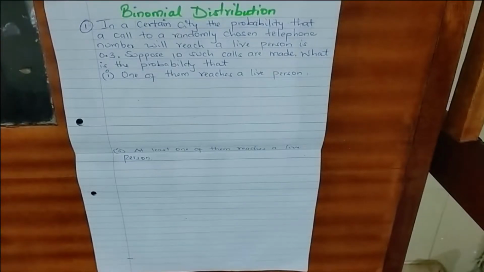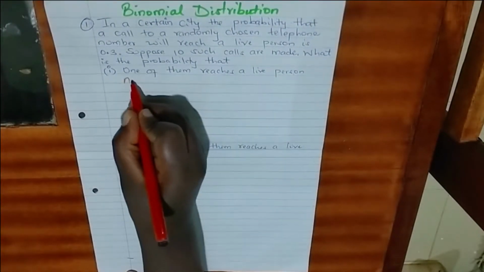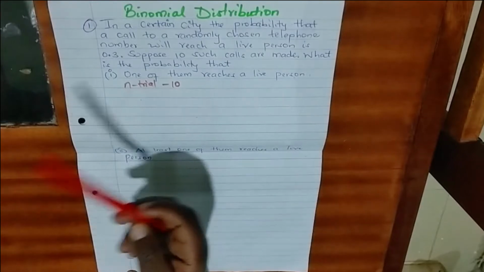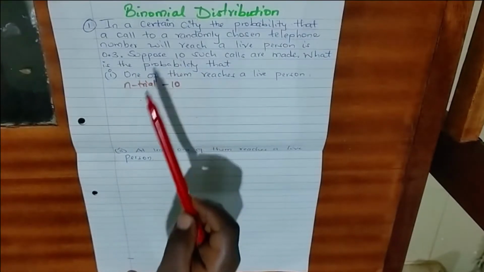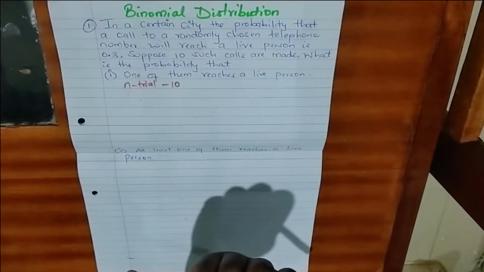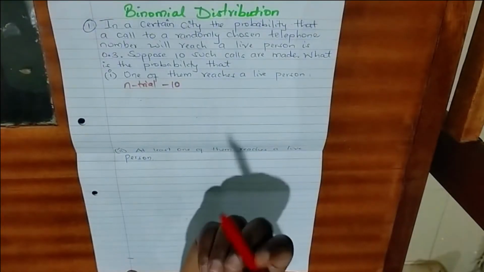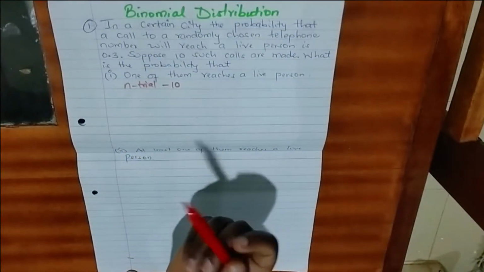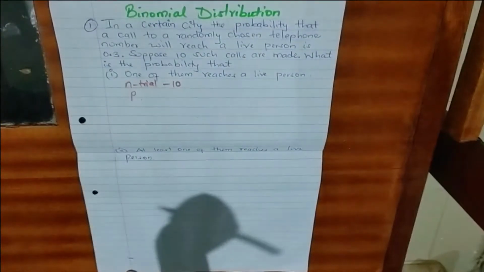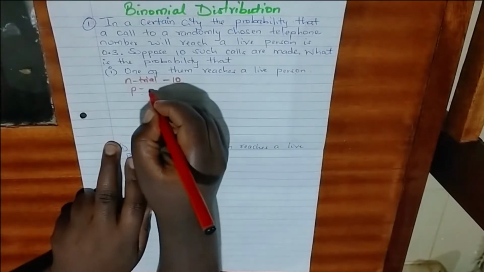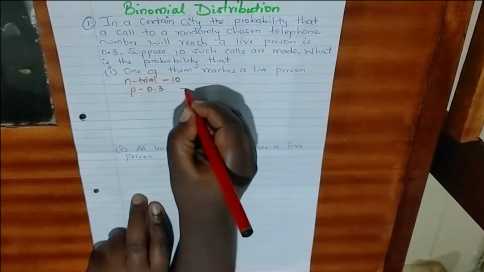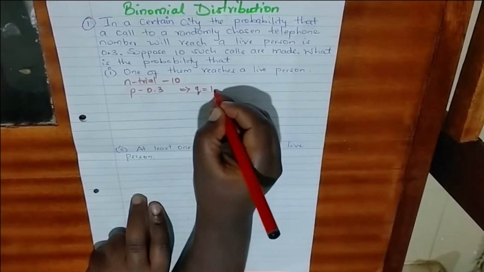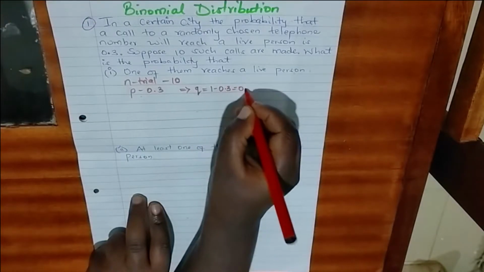Considering the properties of a binomial distribution, there are n trials, and n in this case is 10. The trials are independent: the probability of success in each trial is independent from another trial. Also, there are only two outcomes: reach a live person or otherwise. The probability of success, P, of reaching a live person is given as 0.3, which therefore implies the probability of failure is 1 minus 0.3, which is 0.7.